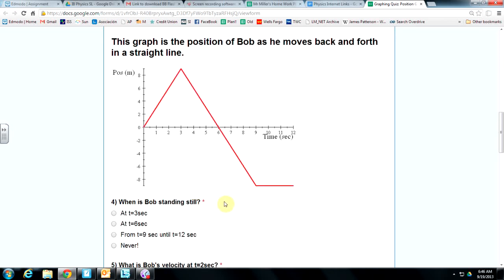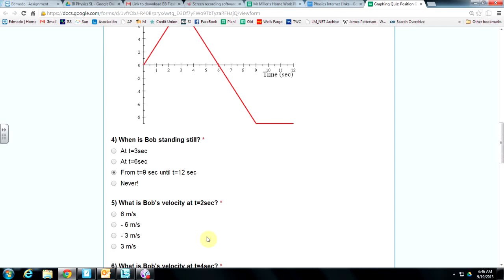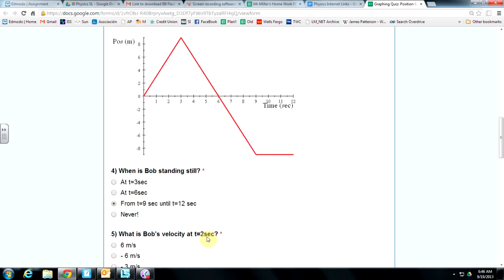If we look now, when is Bob standing still? Well, it looks like he's standing still from about 9 seconds over to 12 seconds. Since his position's not changing, it's -9 that whole time. So we'll go ahead and say that. What's Bob's velocity at 2 seconds? Well, at 2 seconds, he's moving away from the origin, and so we want to look at the slope a little bit.